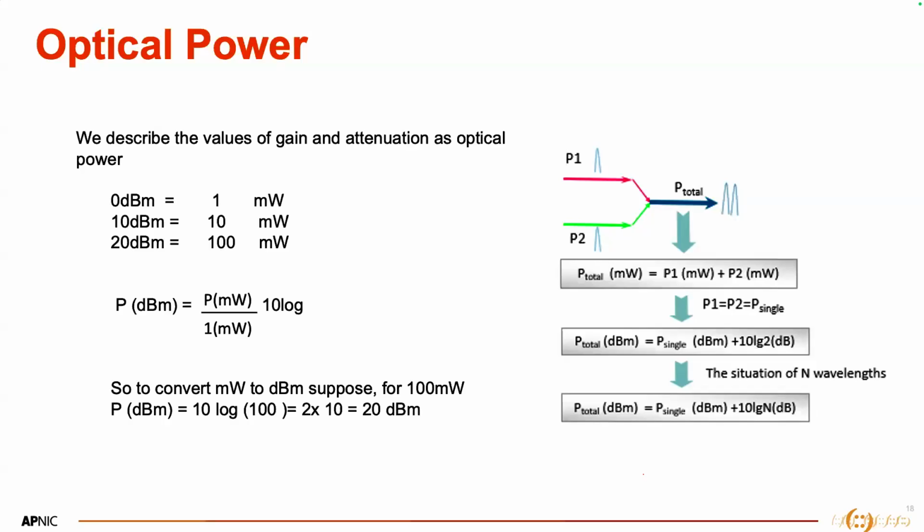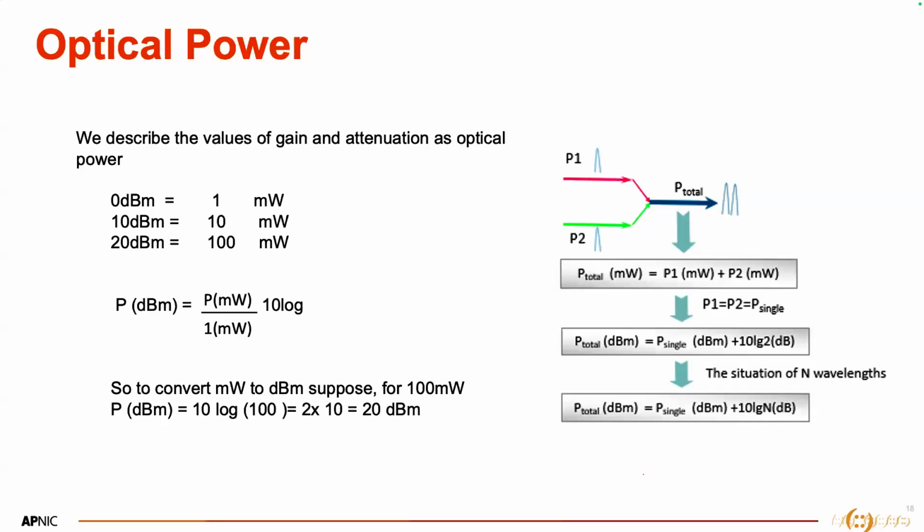Moving forward, as I was discussing, as you can see in the diagram, P1 and P2 go separately from the transmitters, and after multiplexing both the signals, they have become P total. And as you can see in the diagram, in the P total, there are two wavelengths, right? So what is the relation in terms of optical power among these P1, P2, and P total?